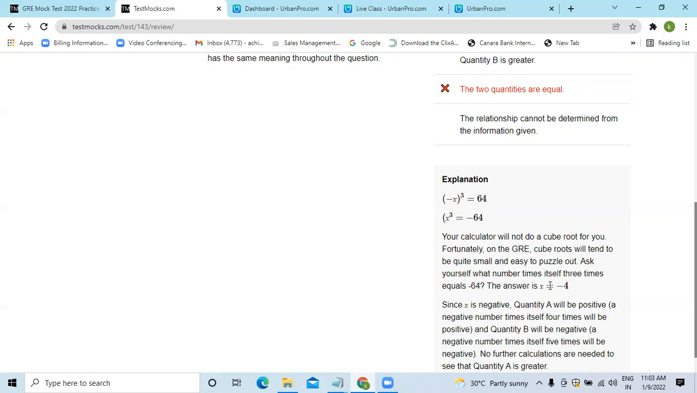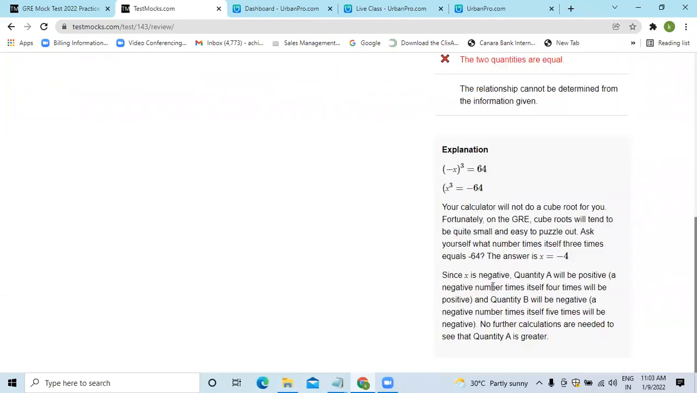So you just try to remember. It will not be more than 5. So 64 immediately is 4 cubed. So x has to be minus 4, right? According to this. Since x is negative, quantity A will be positive. A negative number times itself 4 times will be positive.